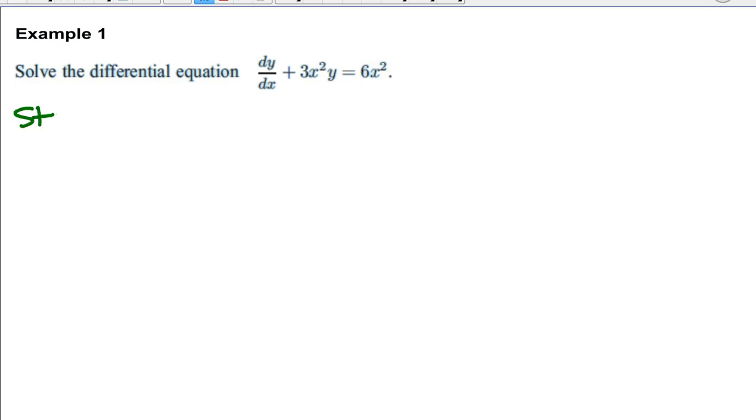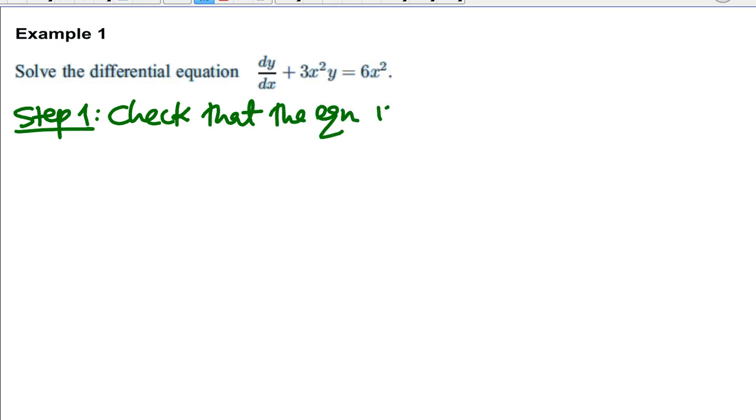So step one, if we can confirm that, and of course, yeah, that is true. We've checked that this equation is written in standard form. Then we can carry on and find the integrating factor.